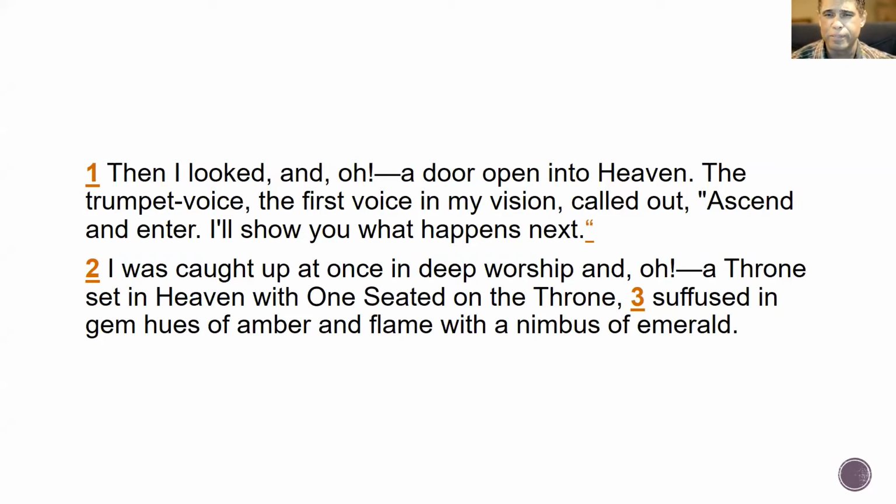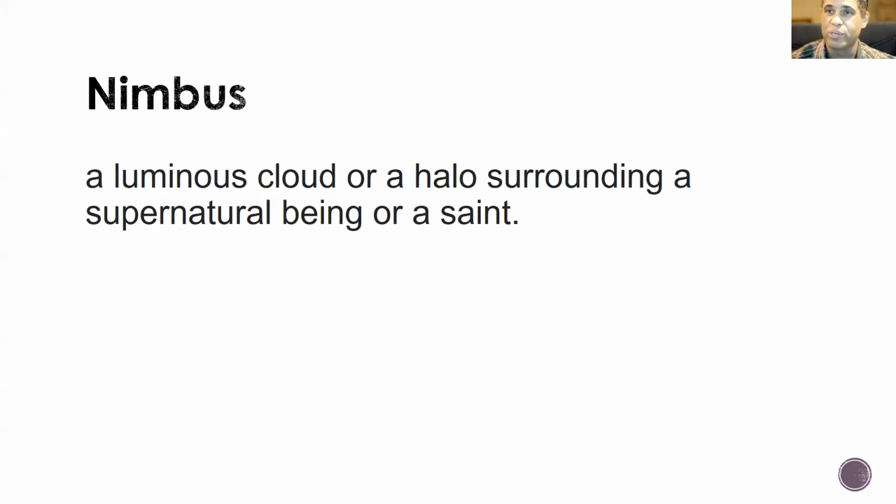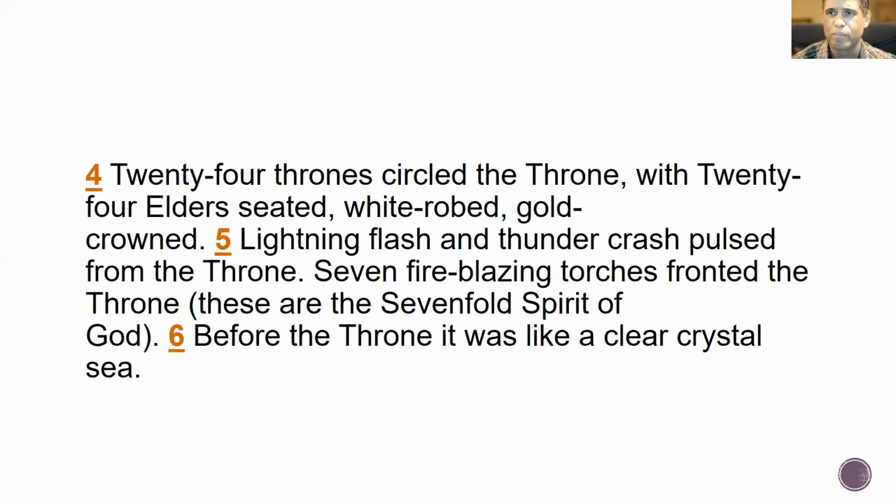What's a nimbus? Anybody know? Kind of like a glowy greeny thing. Okay, so like shining greenish lights, kind of like what you see here. I think this was painted by a seventh grader, but you kind of get the idea. You see these wild colors, but he's directly surrounded by greenish hues. So a luminous cloud or a halo surrounding a supernatural being or a saint. That's a nimbus. All right.